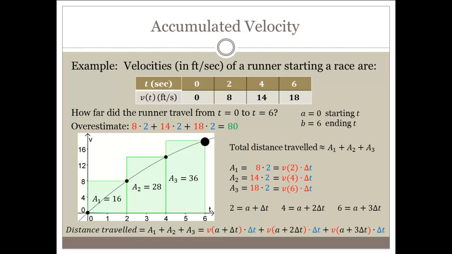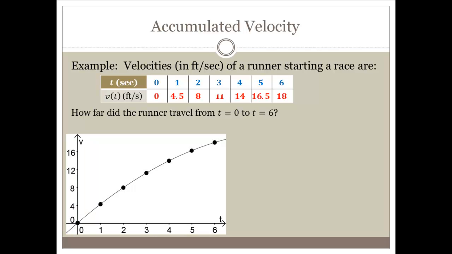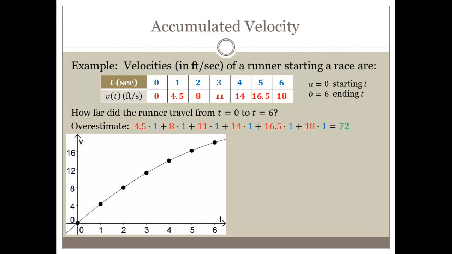Let's now make our first step at making this approximation better by, instead of taking 2-second time intervals, looking at 1-second time intervals. Previously, we calculated our overestimate as 4.5 times our delta t, which is 1, plus 8 times delta t, plus 11 times 1, plus 14 times 1, plus 16.5 times 1, plus 18 times 1, giving a total of 72 feet.